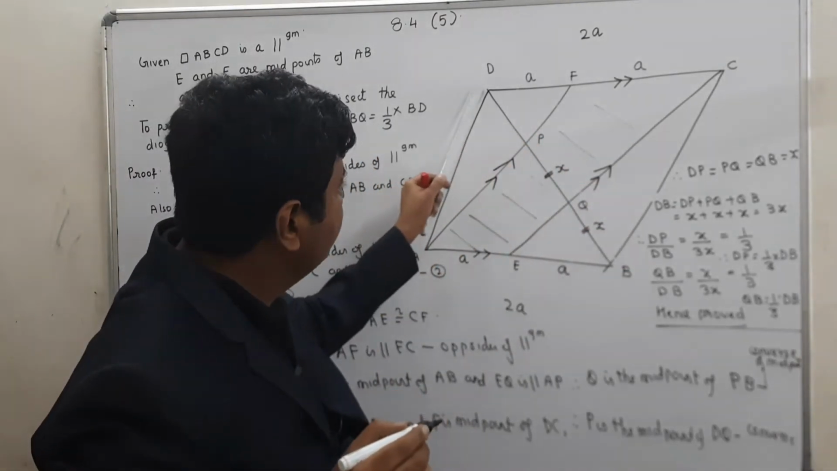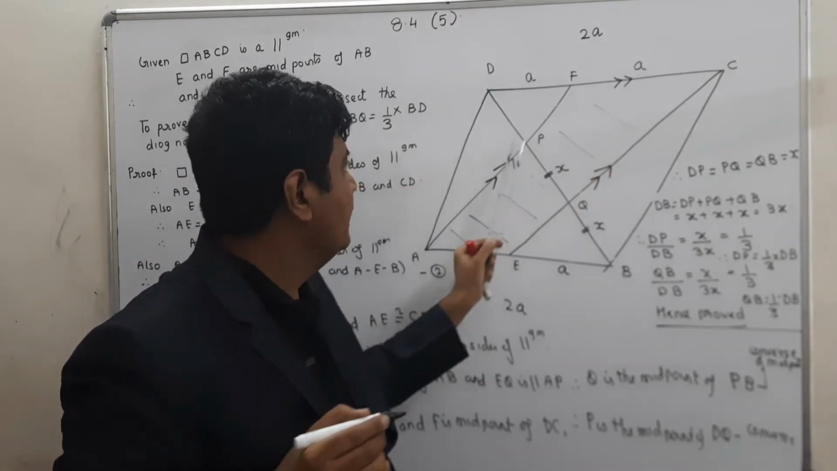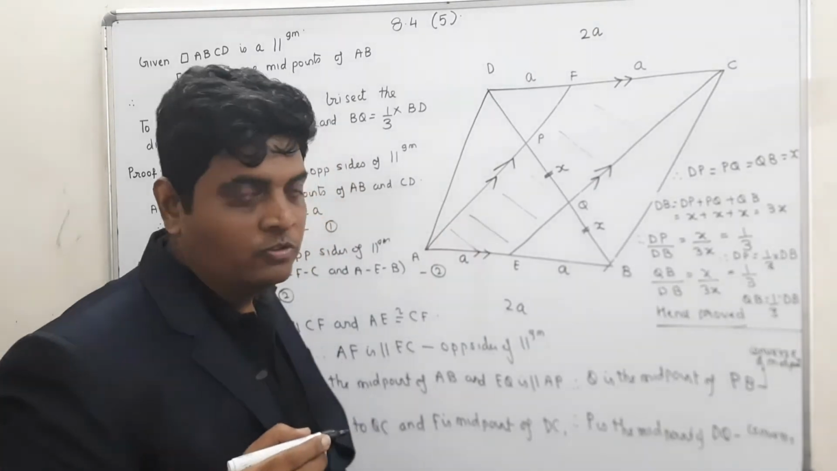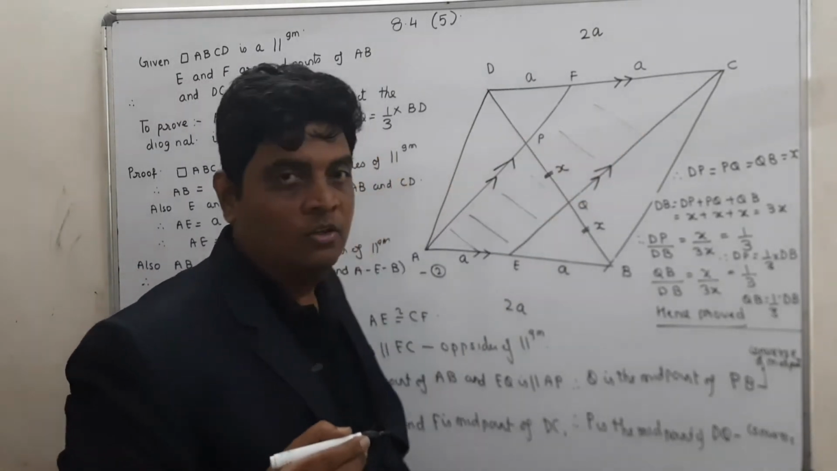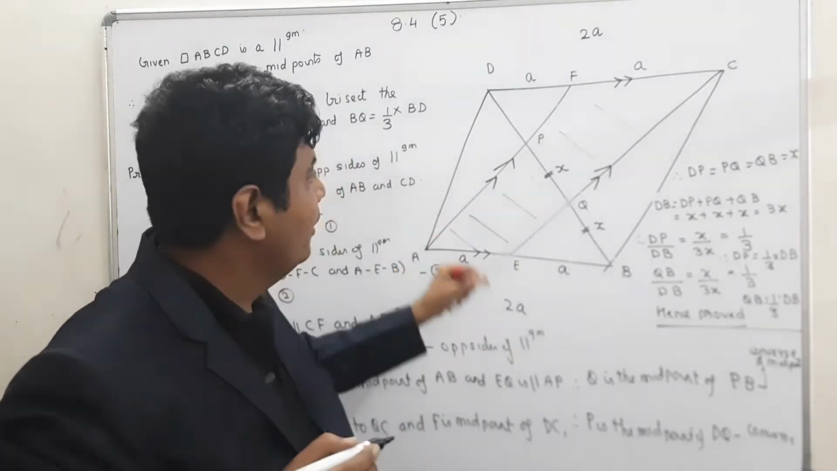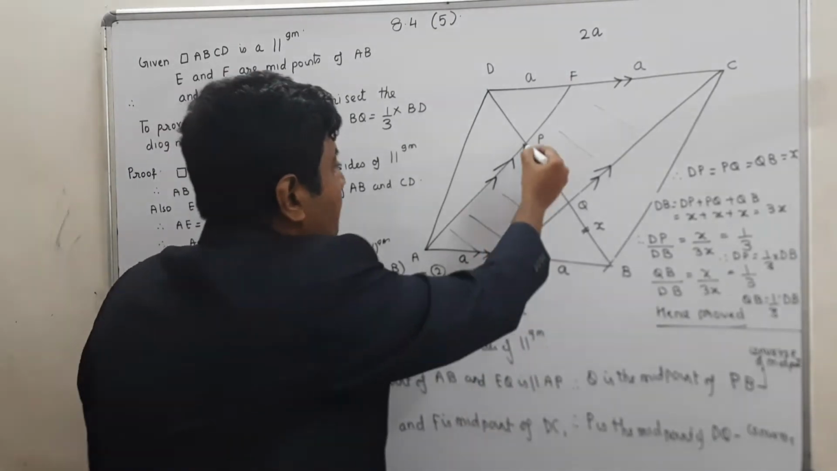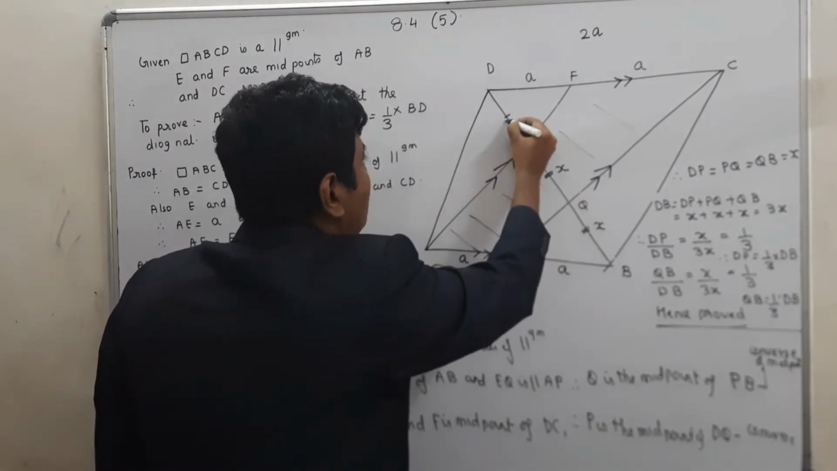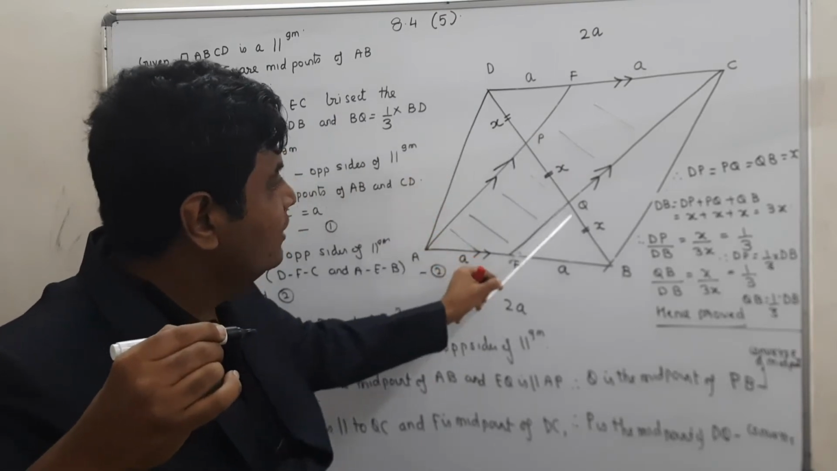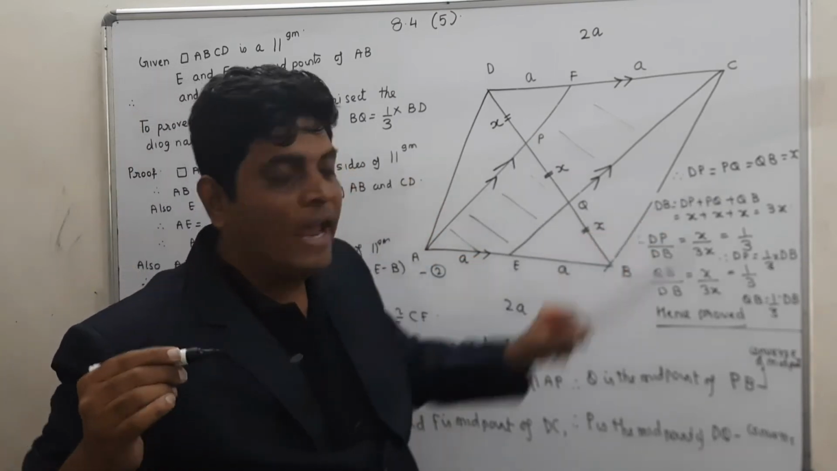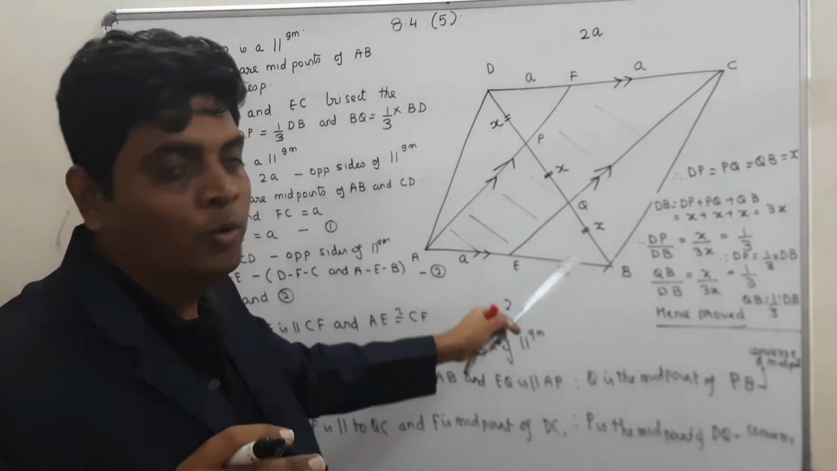Similarly, in triangle DQC, QC is parallel to PF. I have proved that just now, and F is the midpoint of DC. So therefore, by the converse of the midpoint theorem, P becomes the midpoint of DQ. So if PQ is X, then this will also become X. Therefore, DP is equal to PQ is equal to QC is equal to X, and you can straight away write here itself, hence proved. You have proved.